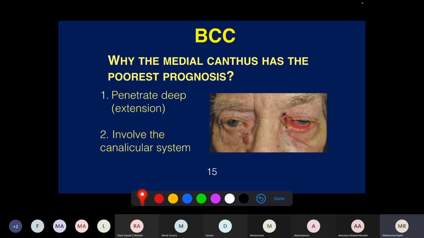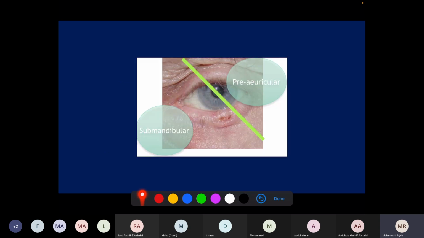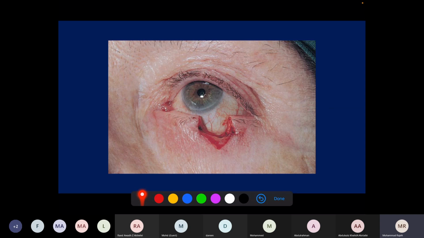The medial canthus has the poorest prognosis because it's deep, tends to penetrate deep, and it's in close proximity to the canalicular system. So this is the lymph node, as you mentioned. So this is less than a third of defect. How would you repair this one? And if there is a little bit of tightness?